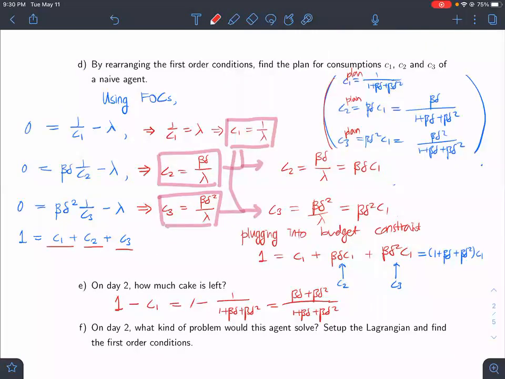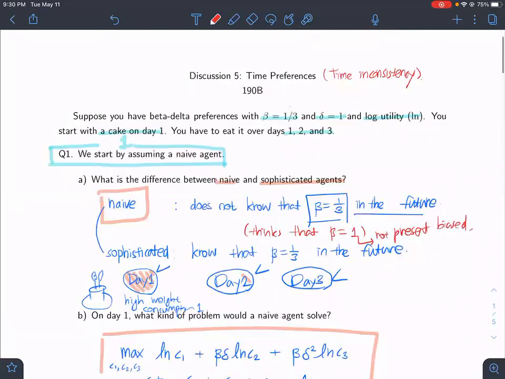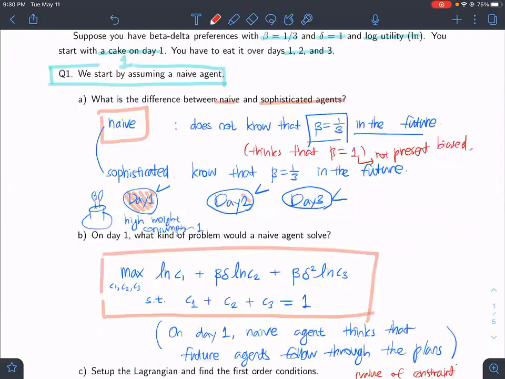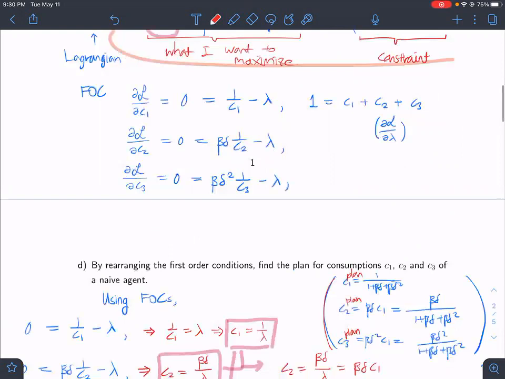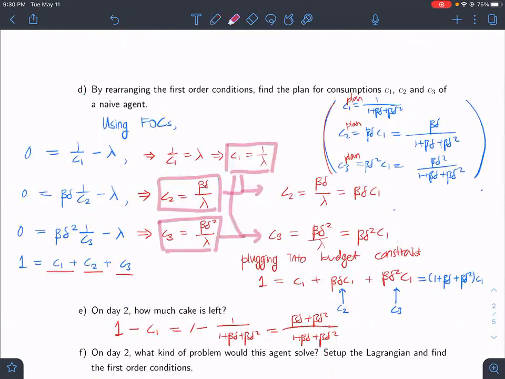Okay, so this is the amount of cake left. Oh, I just realized that we are assuming beta equals 1/3 and delta equals 1, and I'm solving a general case. So if you want a numerical solution, then you can just substitute beta equals 1/3 and delta equals 1. Okay? So for the C1 plan, we will have 1 over 1 plus 1/3 plus 1/3, which, if I do it quickly, will be 3 over 5. This is 1 over 5. This is 1 over 5. Yeah. So if you plug in the numbers, then I think you'll have the same answers as me.